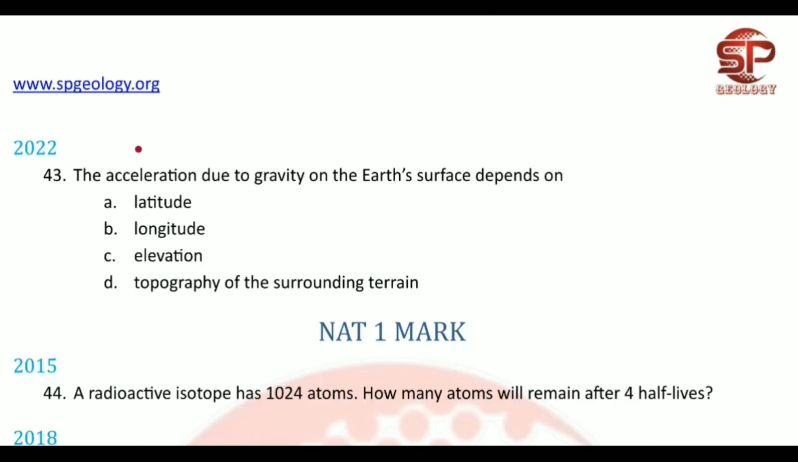The acceleration due to gravity on the Earth's surface depends upon latitude, longitude, elevation, and topography. So the g value depends upon all of these conditions.